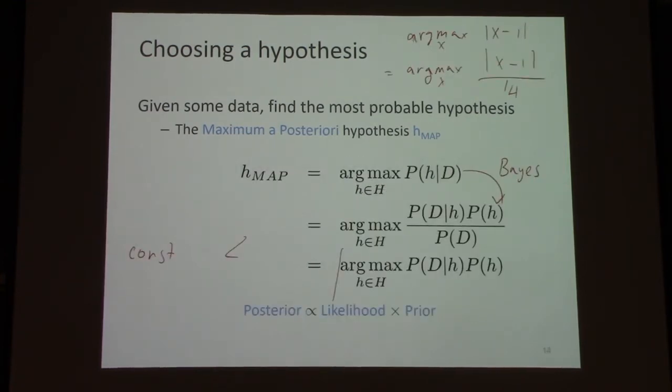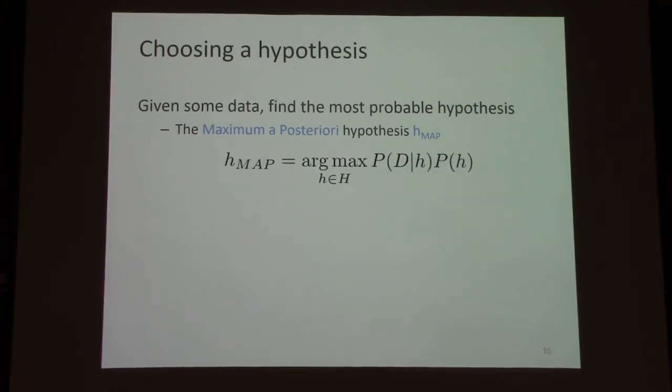So, to remind you, we want to find the classifier that has the highest posterior probability, and this is exactly the same as finding the classifier that has the highest product of likelihood and prior. This is the standard form in which maximum a posteriori learning is presented.